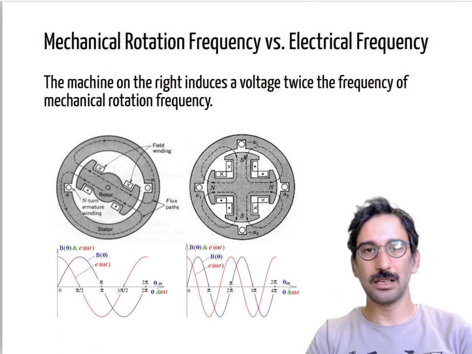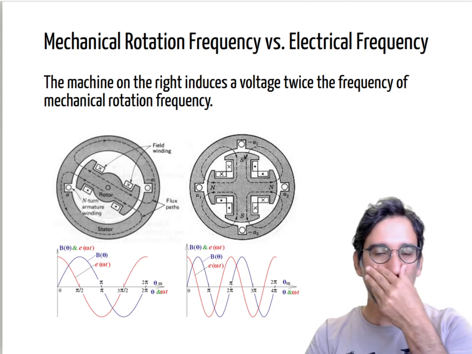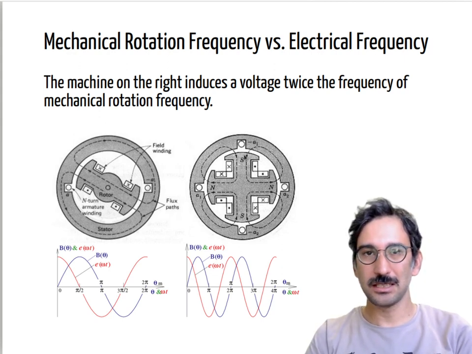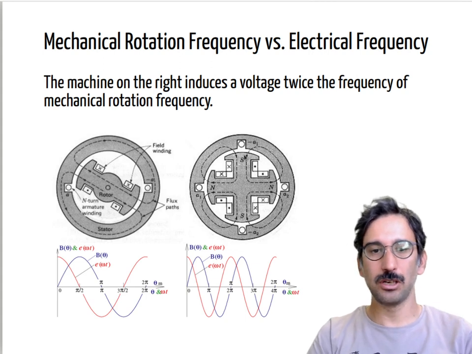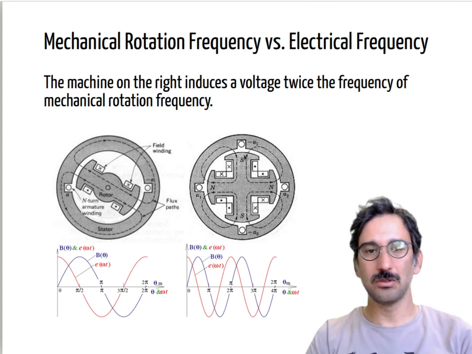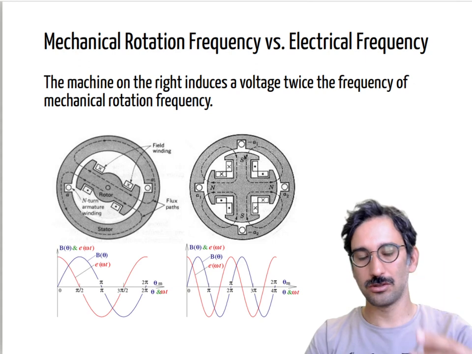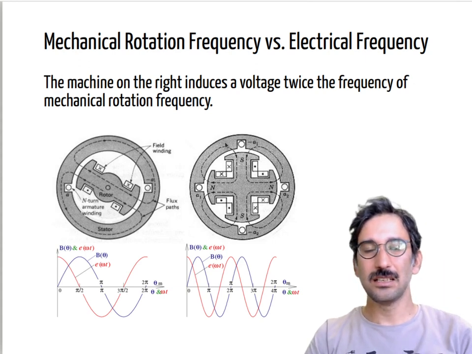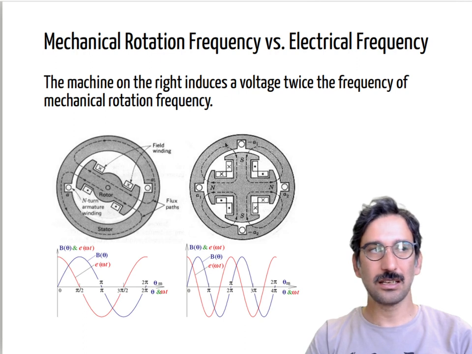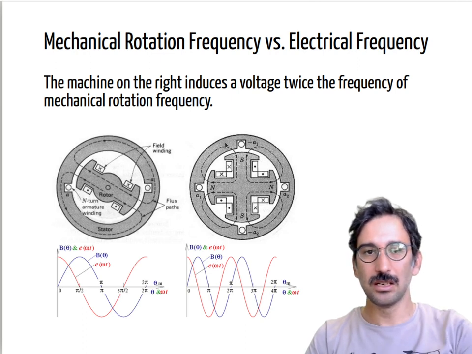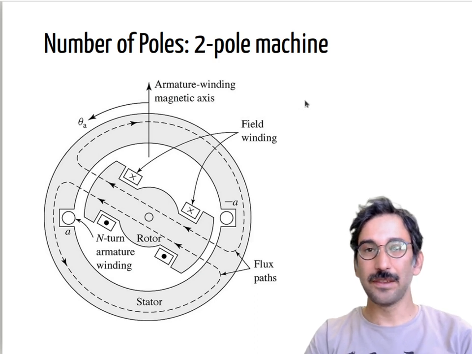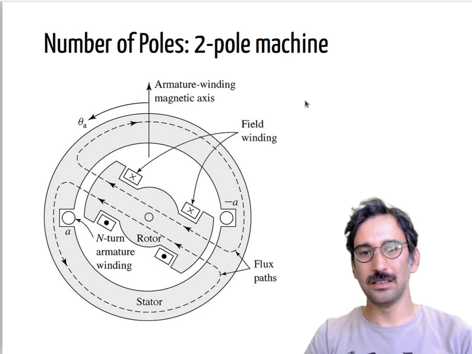So if you rotate the rotor at 1 hertz, one full rotation per second or 60 RPM, 60 revolutions per minute, the frequency that you will get is 2 hertz on the right hand side. So that is an important definition, and an important parameter for an AC machine. It is the number of poles. How many poles does it have in the rotor?